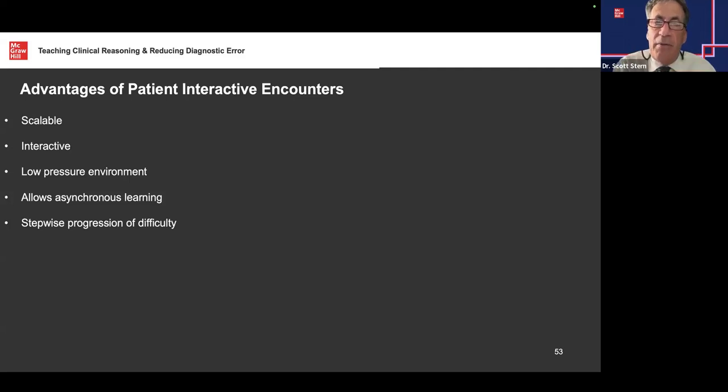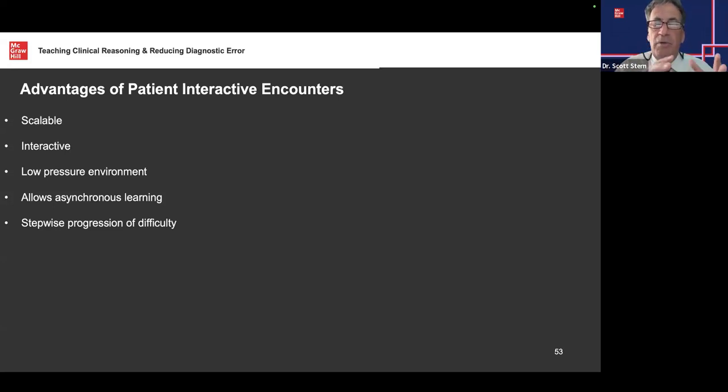And it allows a stepwise progression of difficulty. So easy cases are cases that are common, where patients present typically. Difficult cases are either diseases that are presenting atypically, or not classically is probably a better way to say that, or uncommon diseases, or where results are discordant because there's false positives and false negatives. All that can be built into the platform, which we've done.